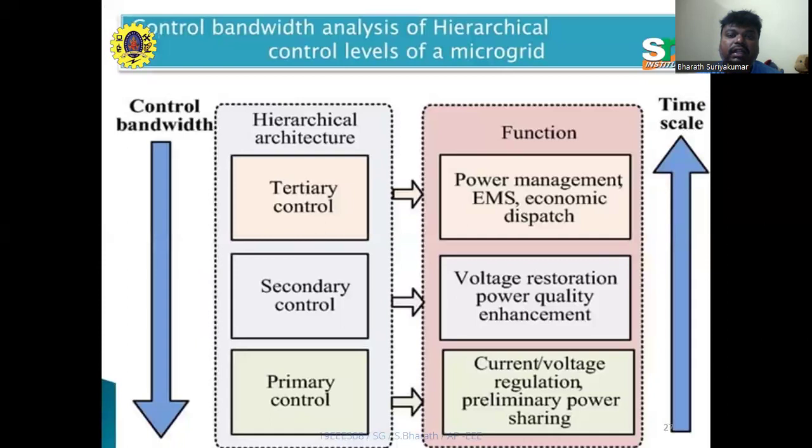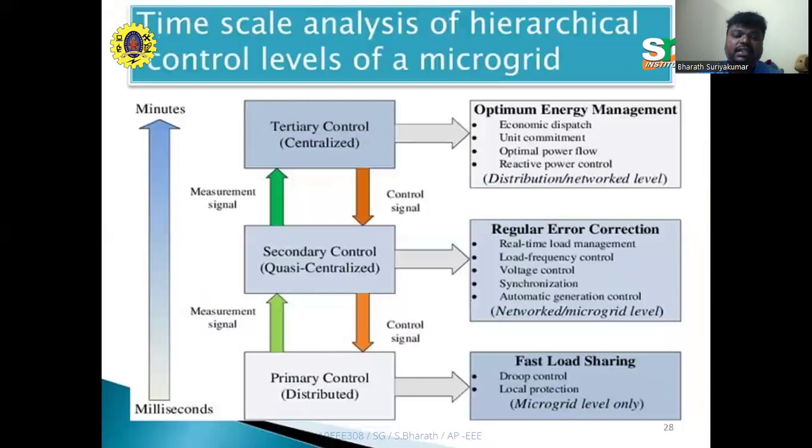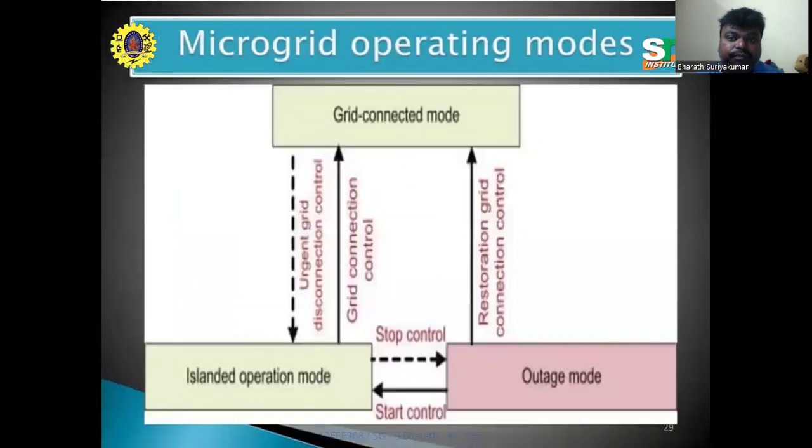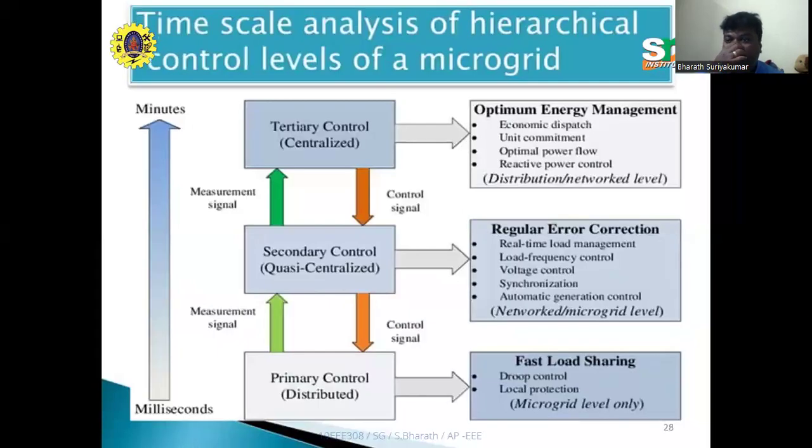Control bandwidth analysis of hierarchical control levels: primary, secondary, and tertiary. In the time scale analysis, we see when the primary, secondary, and tertiary controls operate. With this, we come to the end of the video, which covered the various levels of hierarchical control of the microgrid system.